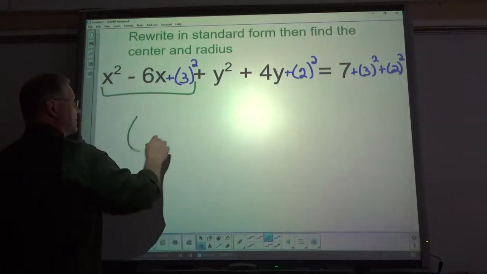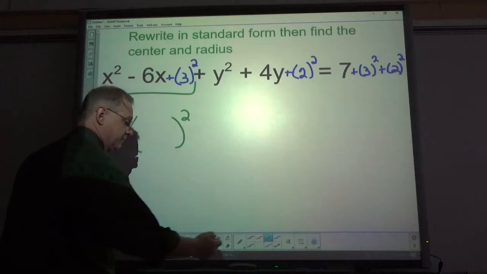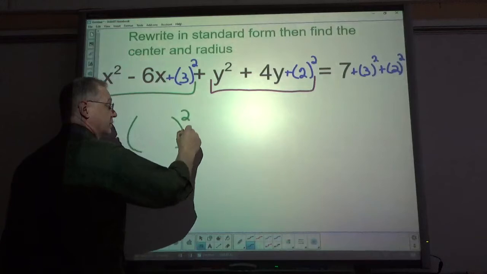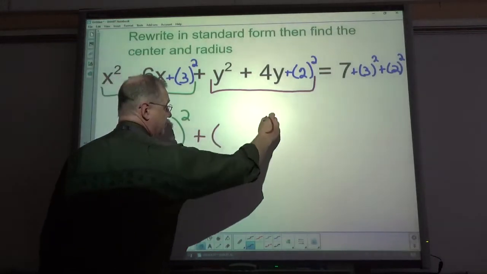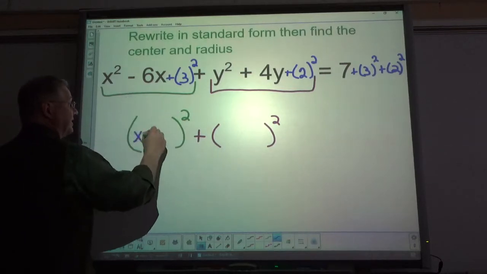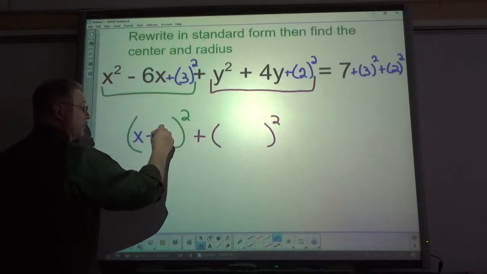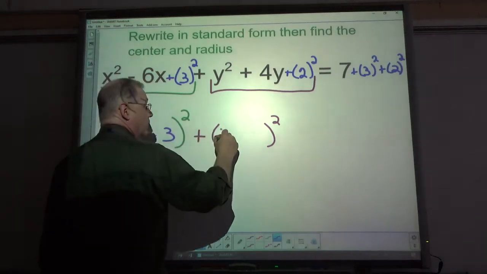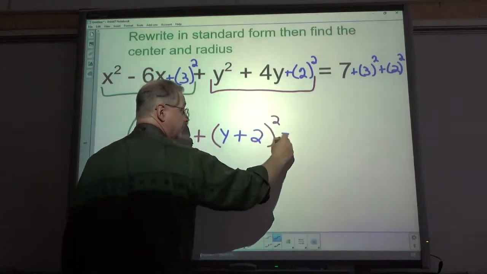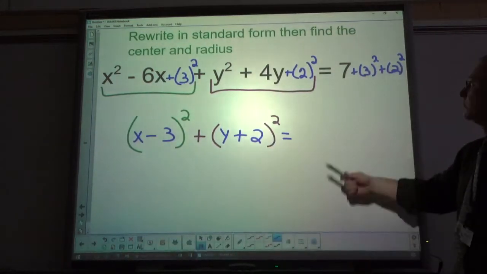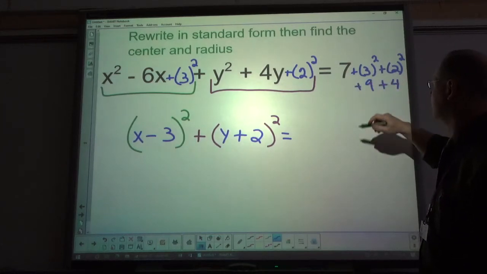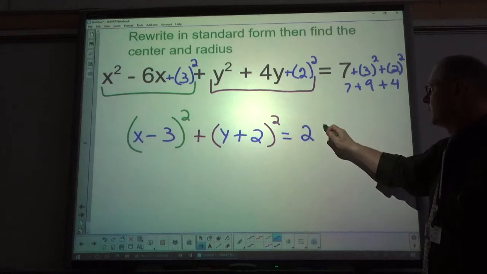This here is going to be written as something squared, plus this here is something squared. X minus, sign of the middle term, number being squared, 3. Y, sign of the middle term, plus the thing being squared, 2. And on the other side, we've got 7, 9, and 4, and that adds up to 20.